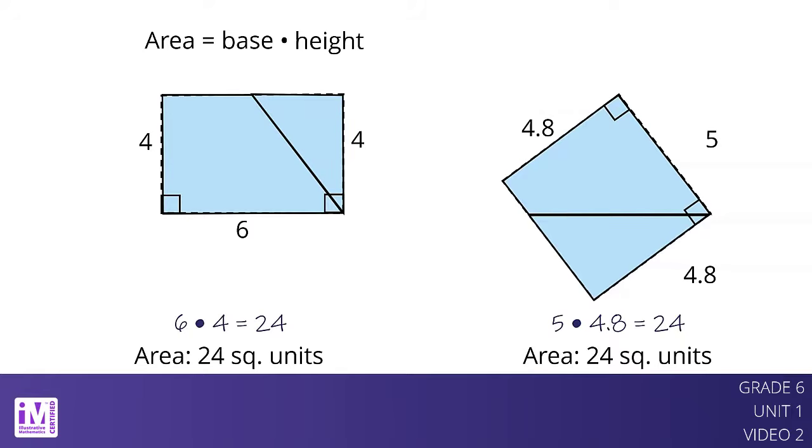We often use letters to stand for numbers. If b represents the base of a parallelogram, and h is the corresponding height, then the area of the parallelogram is the product of these two numbers, b times h.